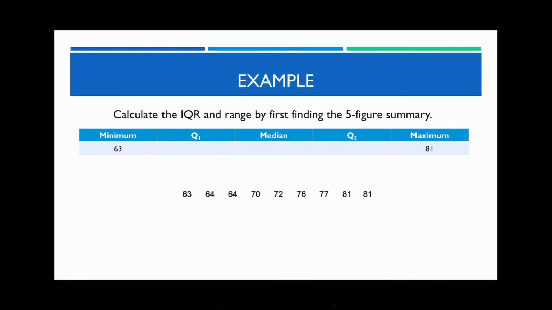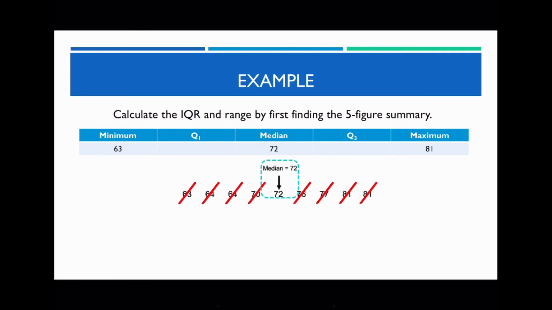So those values go here. What I need to do next is, in order to find out what Q1 and Q3 are, I need to find out my median value first. So just cross out the numbers from either end. Because I've got an odd number data set, my median is going to be the central value in the data set, which is going to be 72.